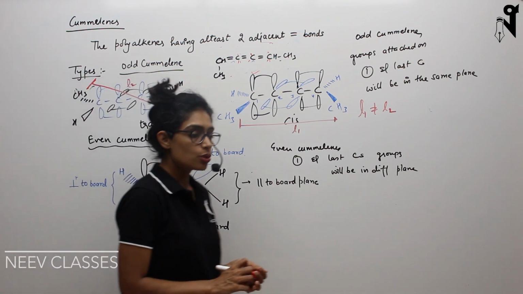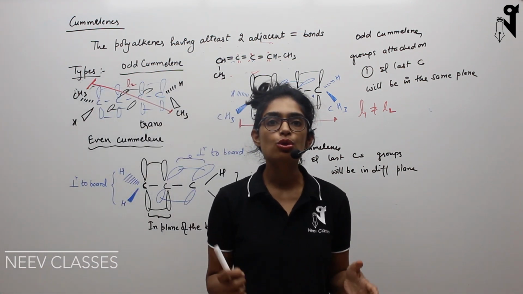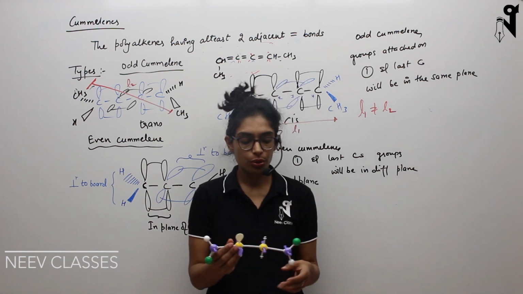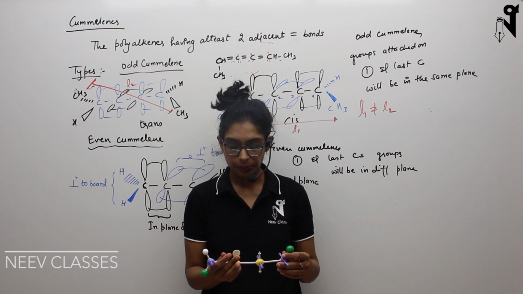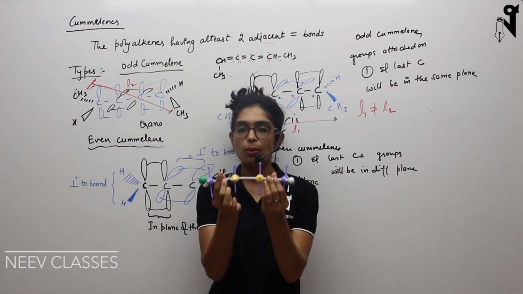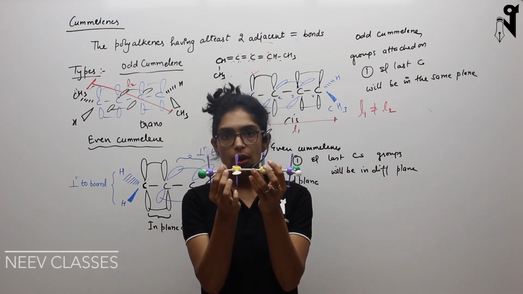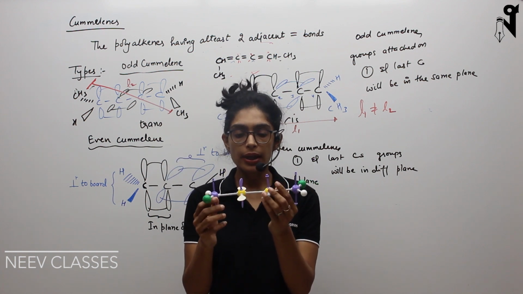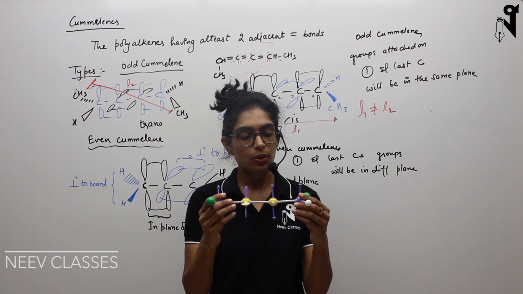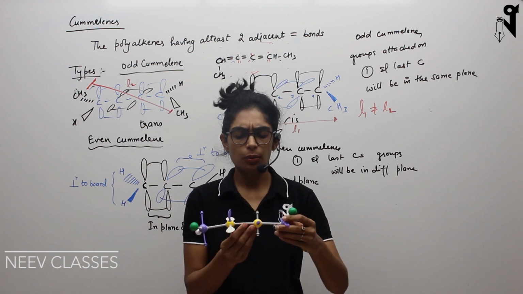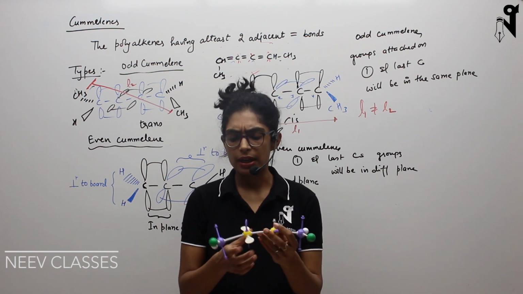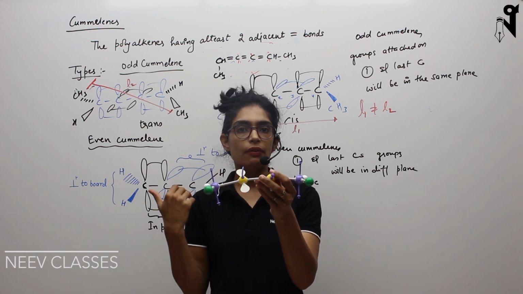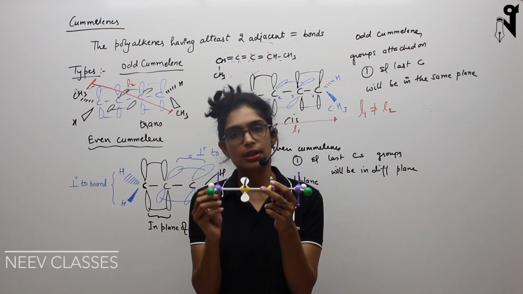What does it show? It shows that odd cumulenes tend to show geometrical isomerism. And how it shows, I have already shown you this. So this form will be called the trans form, when one group is facing towards you and another group is facing away from you, right? And if both are facing towards you, or both are in the same plane, basically the same direction, both CH3s are towards you and both hydrogens are away from you, this will be called the cis form.